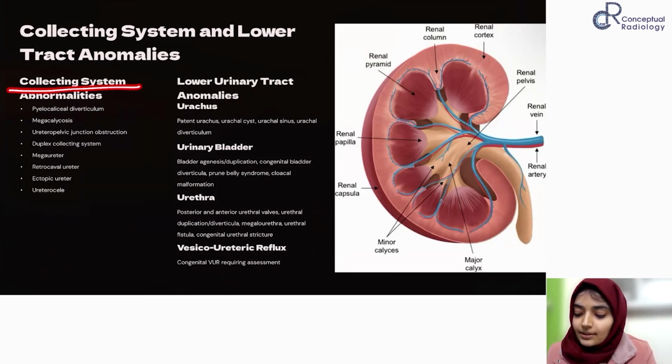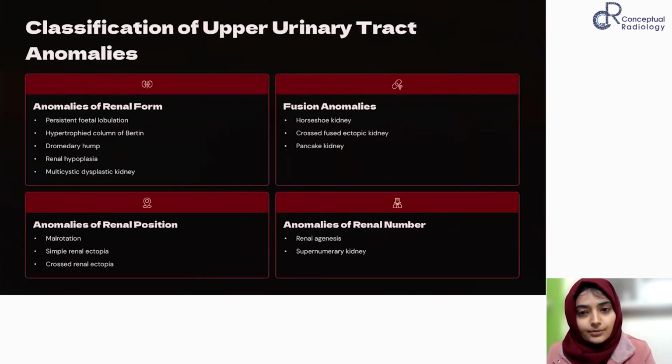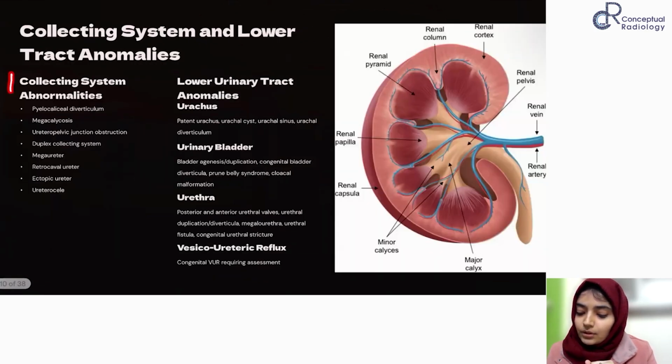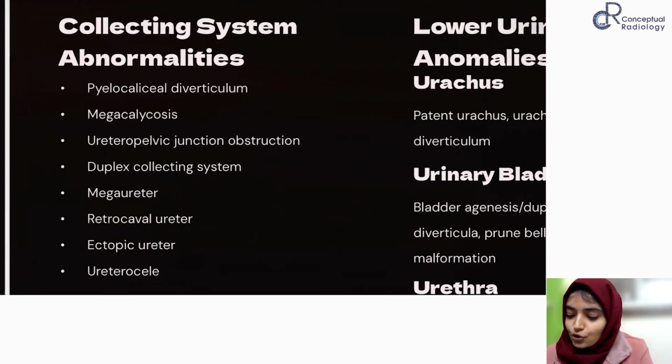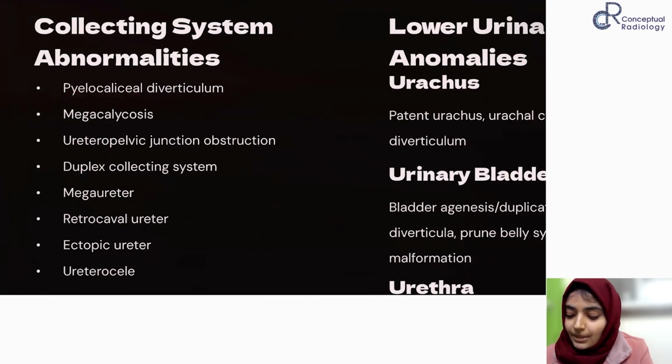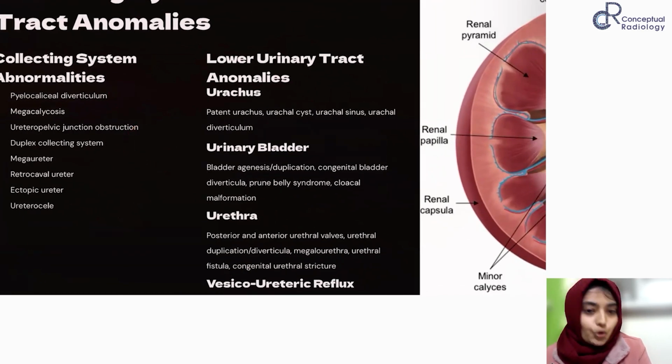Here we have those related to the collecting system and then the lower urinary tract. So this was the upper urinary tract to do with the kidneys. Then you have the collecting system, and then in a very systematic way the lower urinary tract. In the collecting system, there are going to be anomalies such as a pilocalyceal diverticulum, a megacalyx, or a PUJO, ureteropelvic junction obstruction, duplex collecting system, megaureters, retrocaval ureter, ectopic ureter, as well as a ureterocele. Very important, they come often as spotters. All of these can be asked in potential spotters or short cases.